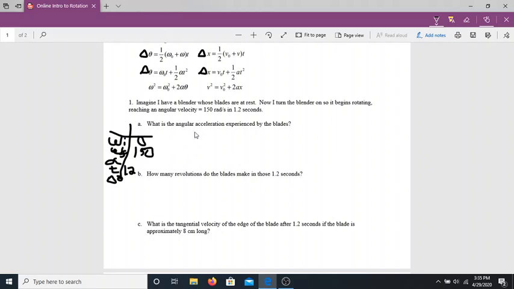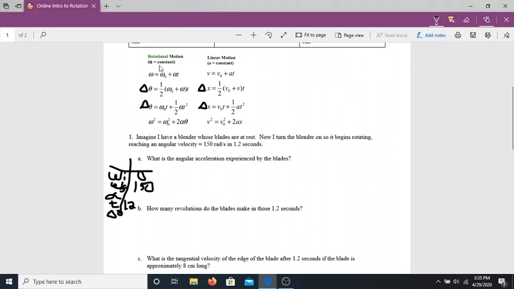So in this case, I want to know angular acceleration. That's this alpha. I know the starting angular velocity, the final angular velocity, and time, which is 1.2. So the best formula is probably going to be the first one right here. So it would be omega F equals omega I plus alpha t. Then fill in what we know. We know omega F is 150. I know omega I is 0. I don't know alpha, which is what I'm looking for. And I know time is 1.2 seconds.